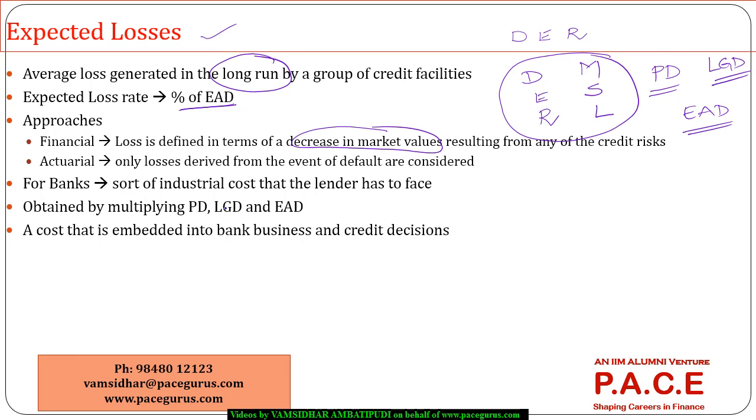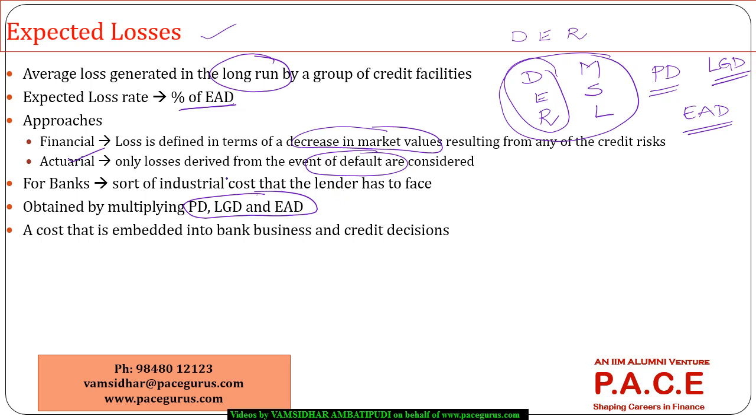So these are the three things that are taken for each of the scenarios, multiplied to obtain the expected loss. The second approach is an actuarial approach, where the losses only associated with the default, which means the first three categories, are only considered while computing the expected losses through the actuarial approach.